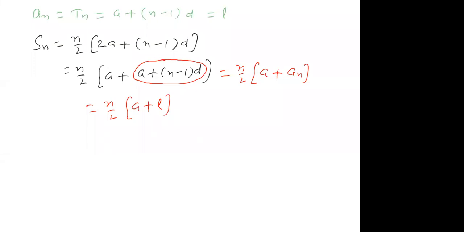So this is another deduction from the same formula. Sn is equal to n upon 2 into a plus l. What is l? L is the last term or nth term, and the nth term is a plus n minus 1 into d.